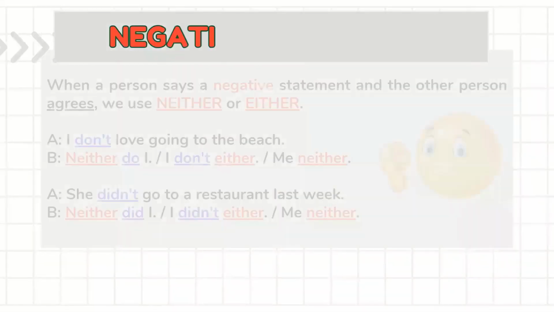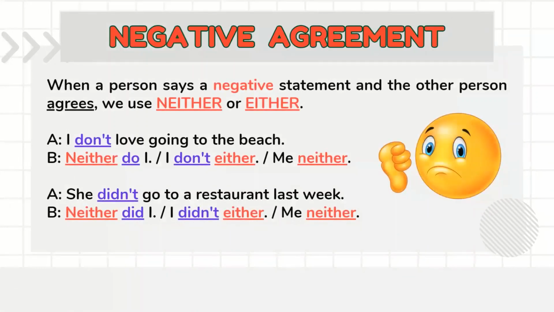Negative agreement. When a person says a negative statement and the other person agrees, we can use neither or either. First example says, I don't love going to the beach. We have possible answers: neither do I, or I don't either, or me neither. The second example says, she didn't go to a restaurant last week. The possible answers: neither did I, or I didn't either, or me neither.